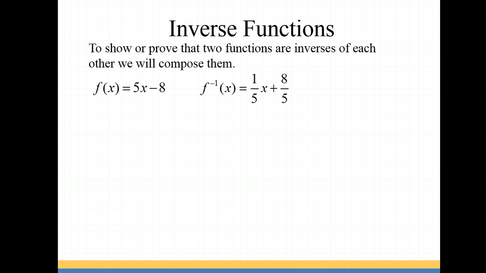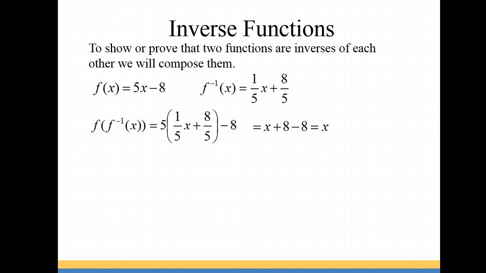If 1/5 x plus 8/5 is the inverse of 5x minus 8, then when I compose the two functions, I should get x. So we're going to start by putting the f to the negative 1, or the inverse function, inside the f of x function. So where I have an x in f of x, I replaced it with 1/5 x plus 8/5. Now I'm going to distribute the 5, so that's going to give me x plus 8, and then take away 8, and I get x.